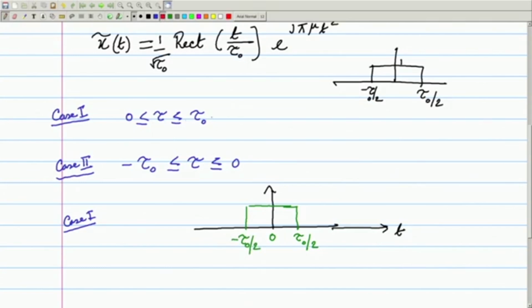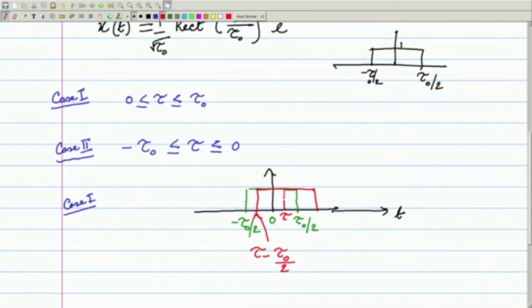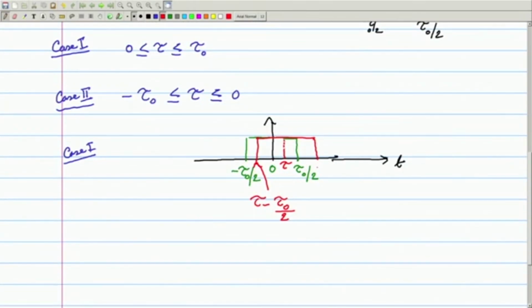Now, case 1 means I have given a positive shift. So let me take a red colored one. Let us say this is my tau. These two endpoints: this one will be tau plus tau naught by 2 and this one will be tau minus tau naught by 2. So we can see that the product of these two functions will exist from tau minus tau naught by 2 to tau naught by 2.